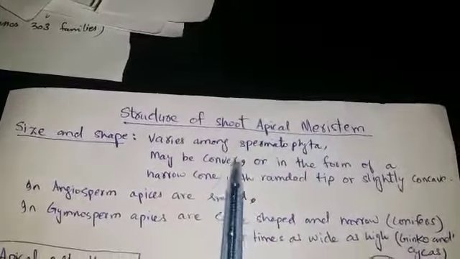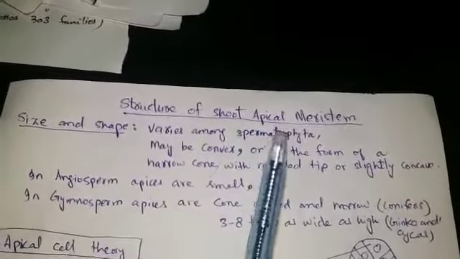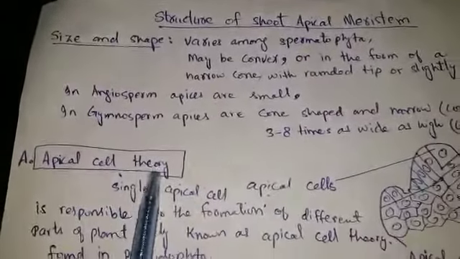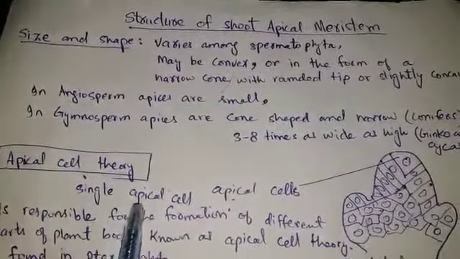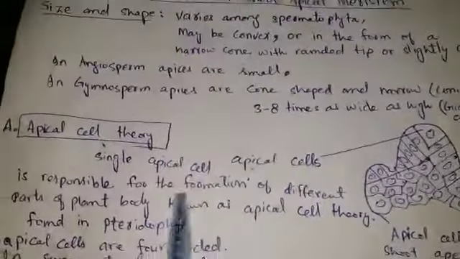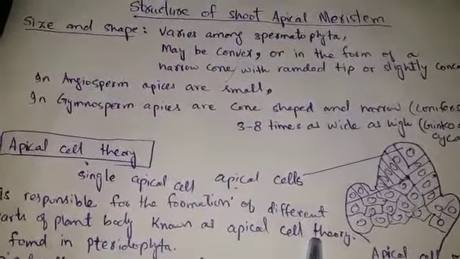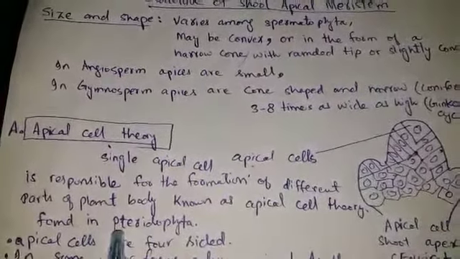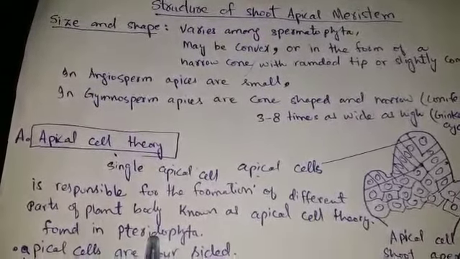So there are different theories regarding the structure of the shoot apical meristem. First simple theory was the apical cell theory. According to this apical cell theory, a single apical cell is responsible for the formation of different parts of the plant body. This is applicable to the Pteridophyta, and this type of apical cell is found in Pteridophyta.